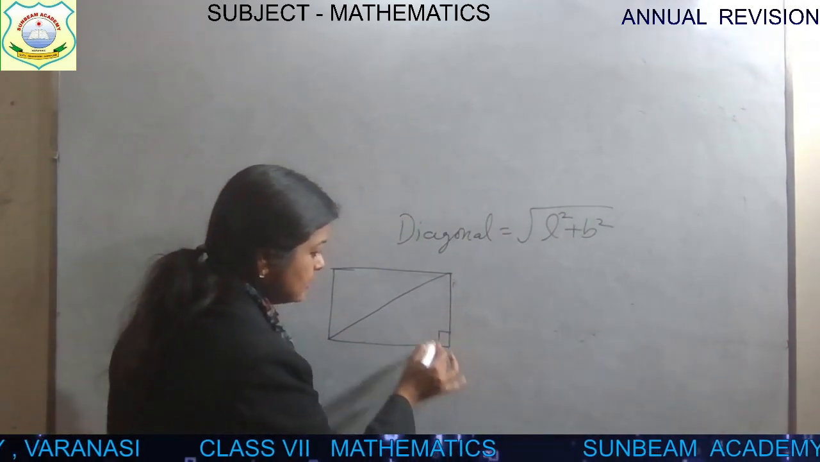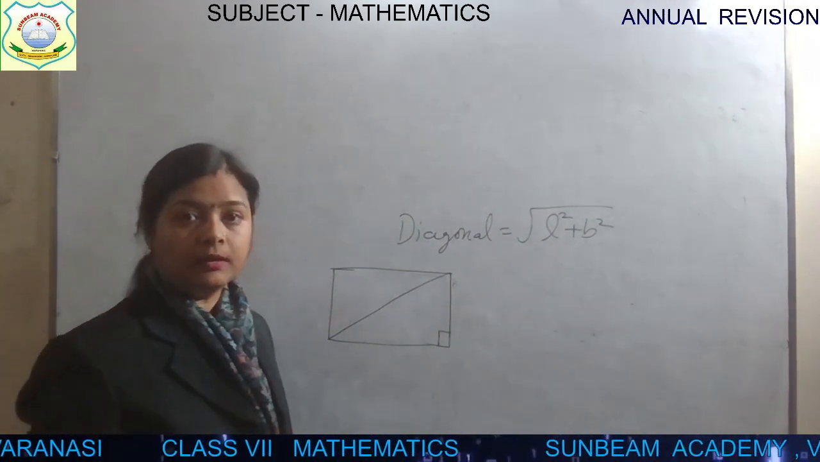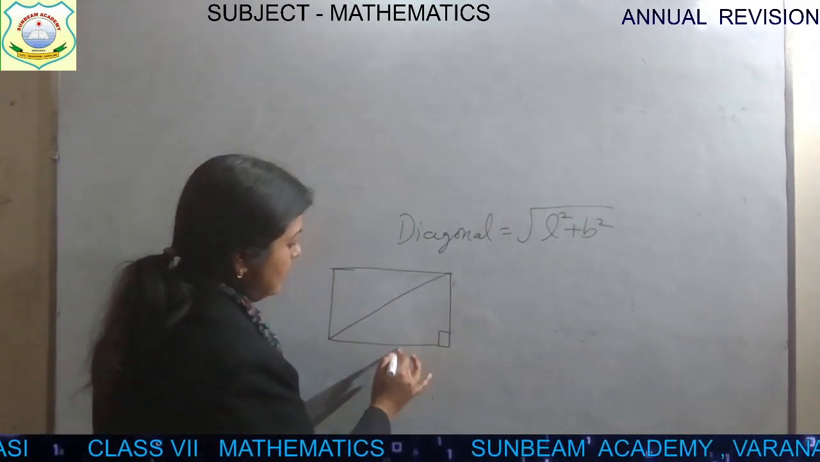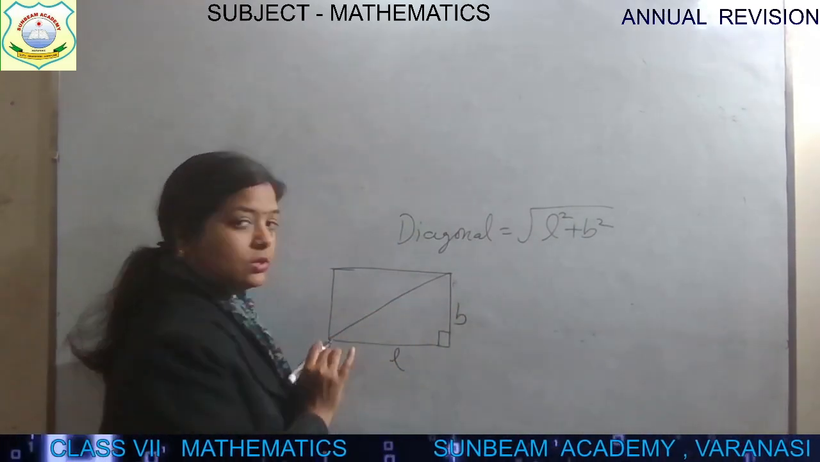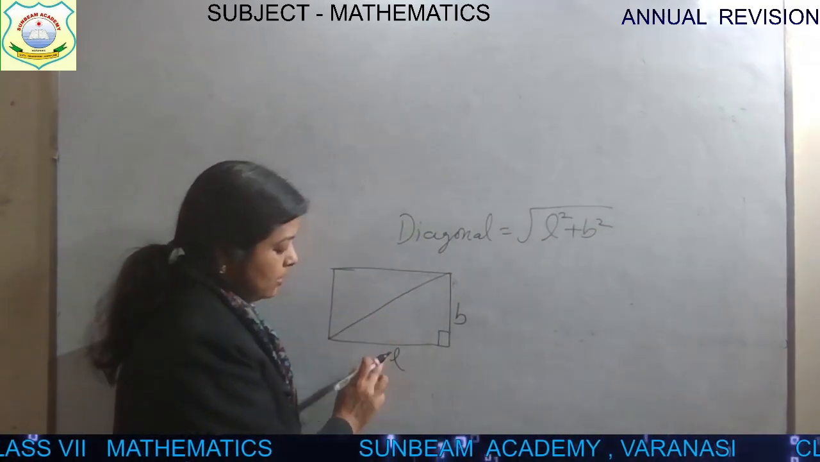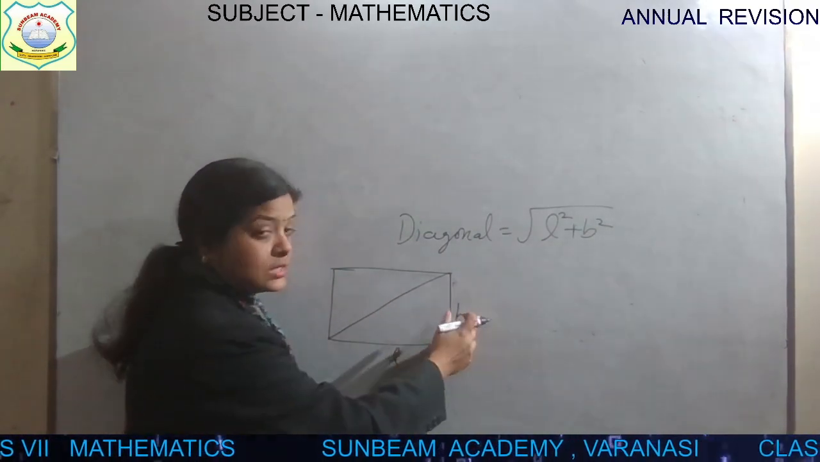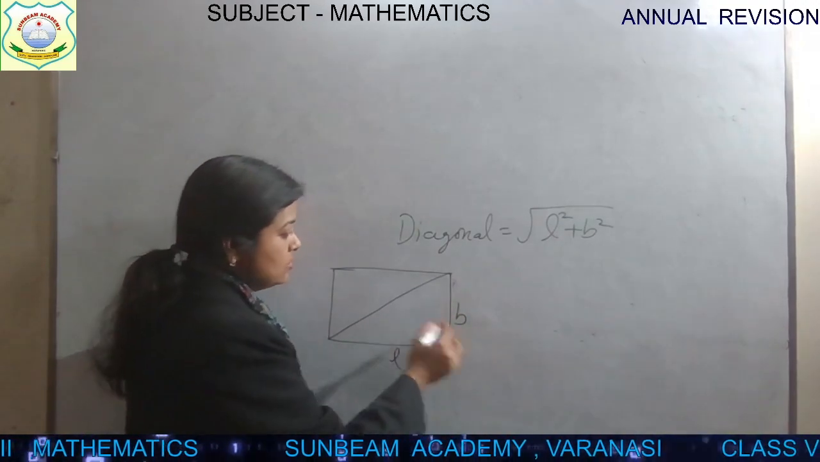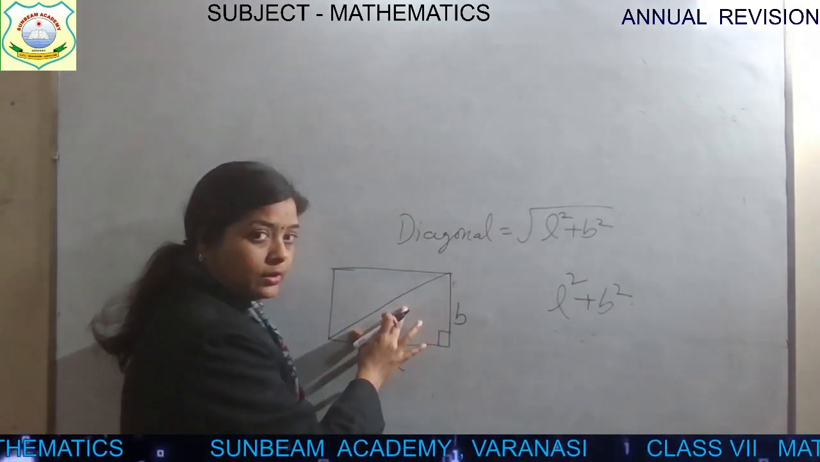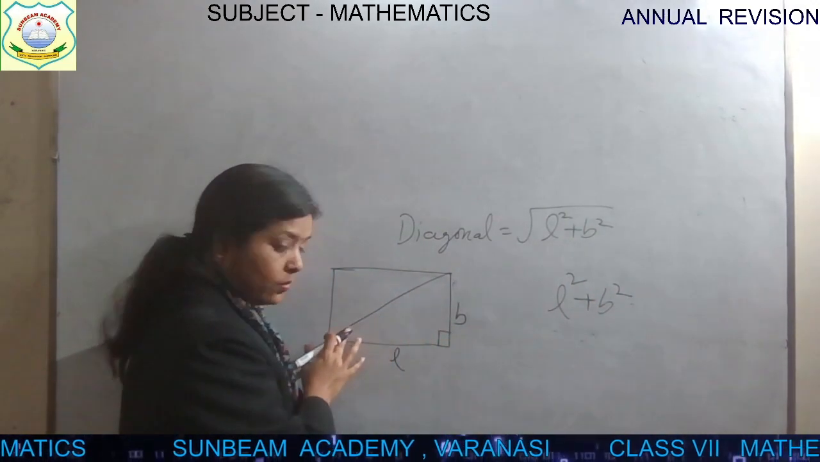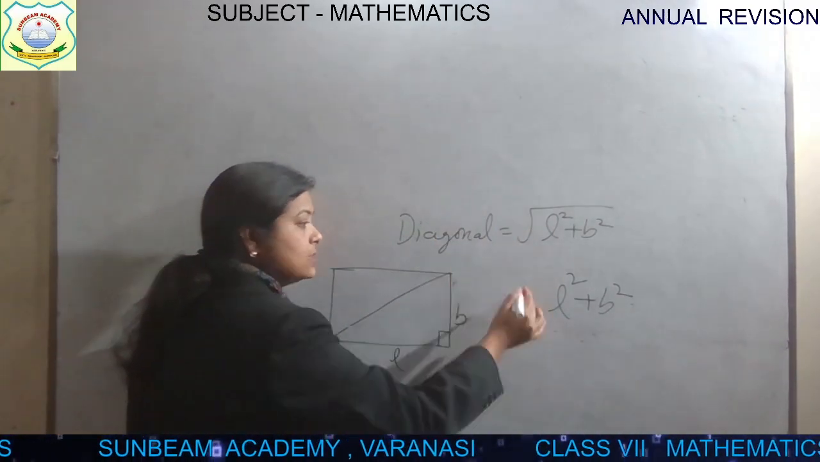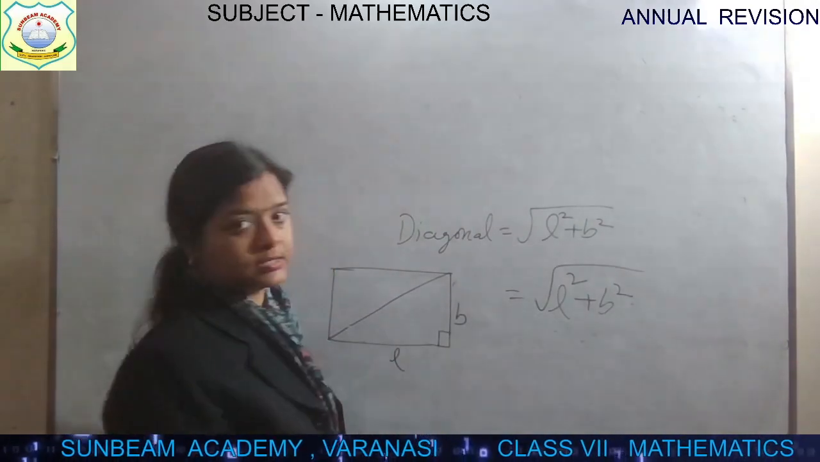So it is a 90 degree angle, children. In a rectangle all the angles are 90 degrees. This is L and this is breadth. So this is the hypotenuse. So use the hypotenuse formula. Hypotenuse square is equal to the square of the legs, this one plus this one, perpendicular square plus base square. This is the diagonal, this is the hypotenuse. Hypotenuse is the diagonal here. So the square of the diagonal is this. So diagonal is equal to what? Diagonal is equal to square root of this. Okay.